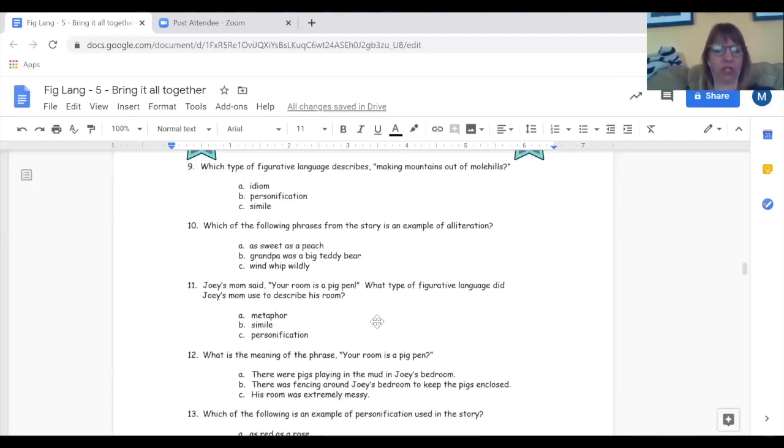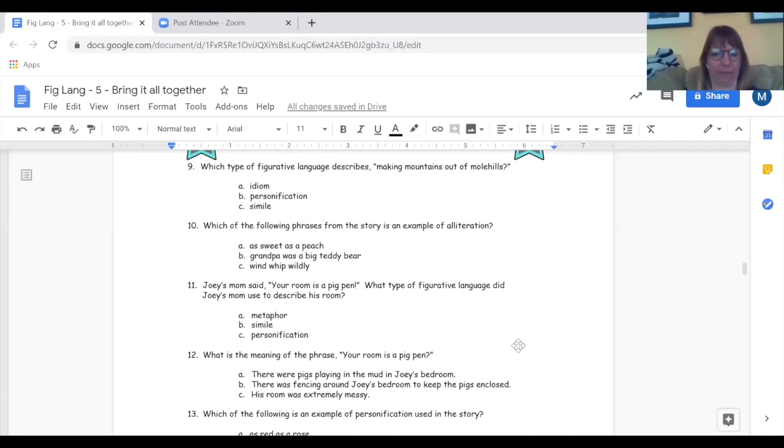All right, number 11, Joey's mom said, your room is a pigsty. What type of figurative language did Joey's mom use to describe his room? Is it a metaphor, a simile, a personification? It's a metaphor. We know this because it doesn't have like or as in it with a simile. And we're not giving anything human traits. We've got a room and we've got a pig. So, and a sty. So it's definitely a metaphor.